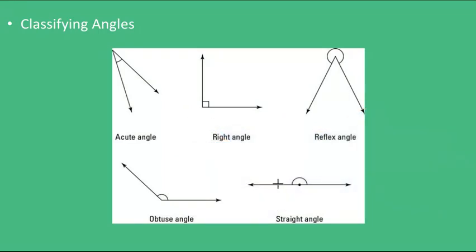And of course, if the rotation is exactly half a rotation, half a complete rotation, it's said to be a straight angle.